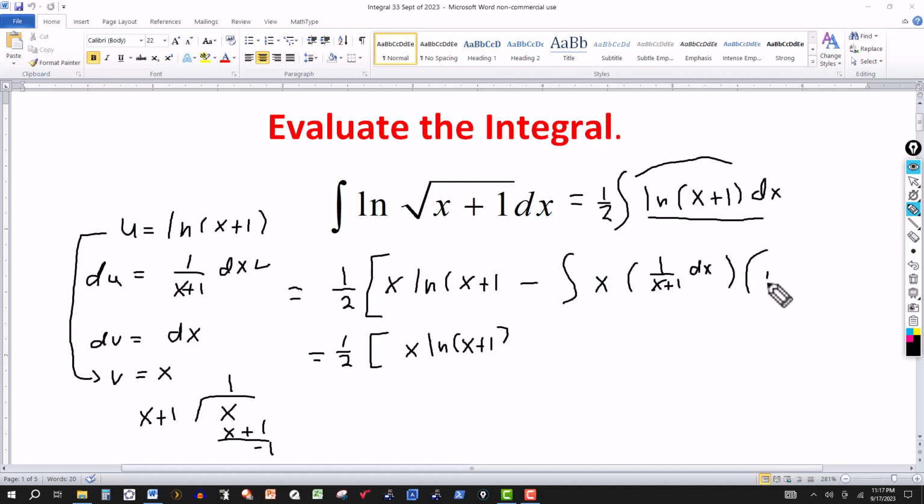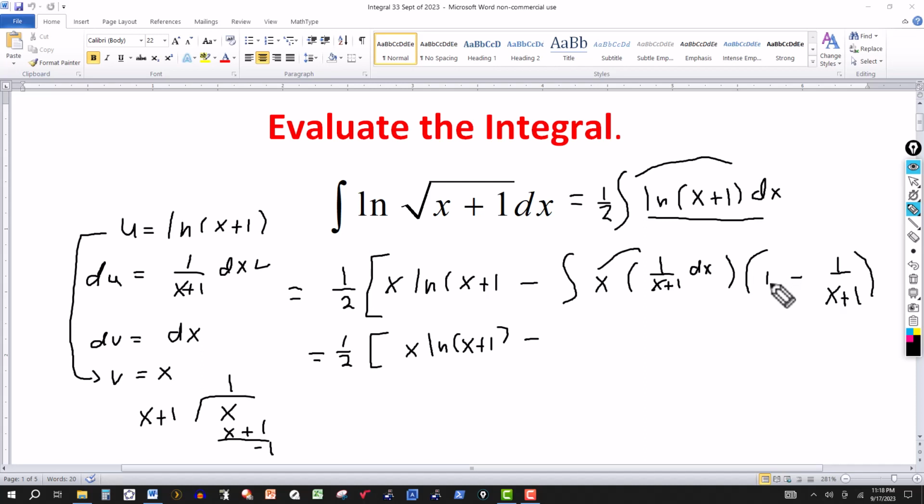I'm going to have 1 minus 1 over x plus 1, and I got the dx right here. Okay, so all I'm doing is rewriting this part right here. So it's the integral, and I'm going to put this minus here. Again, this is all in brackets, and I'm multiplying by 1/2.